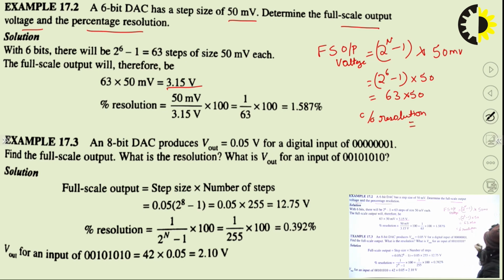So, 63 into 50, which comes out to be 3.15 volt, and the percentage resolution will be value of one step size, that is 50 millivolt, upon full scale value, that is 3.15 volt, multiplied by 100, which comes out to be 1.587 percentage.